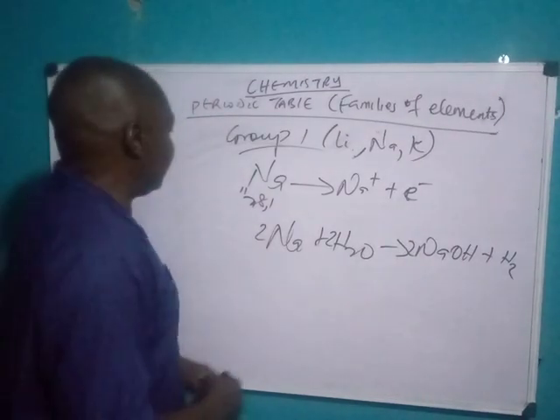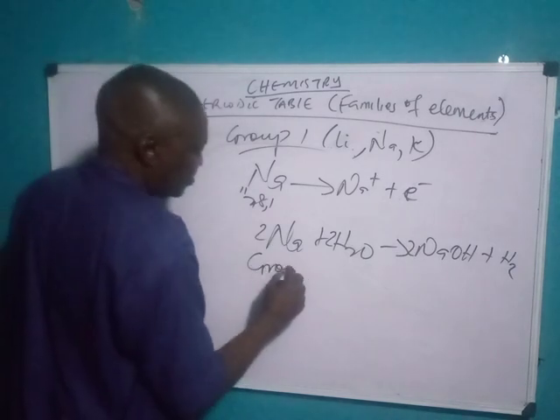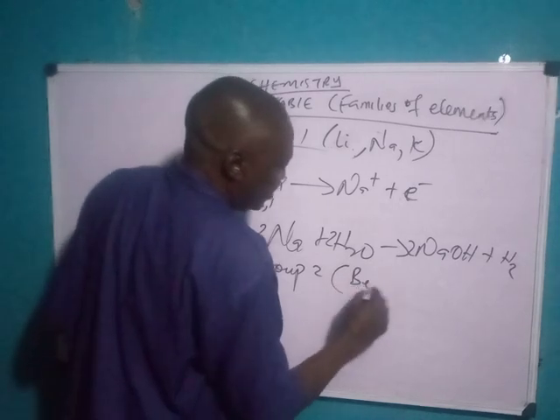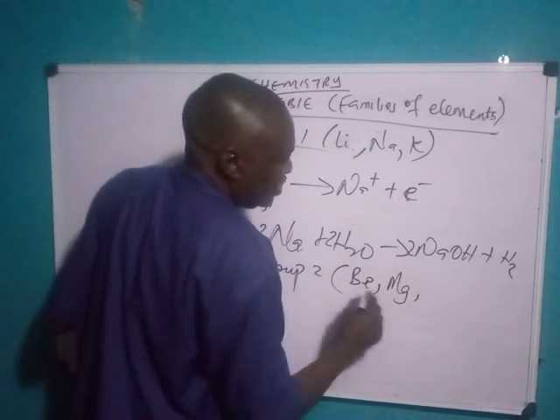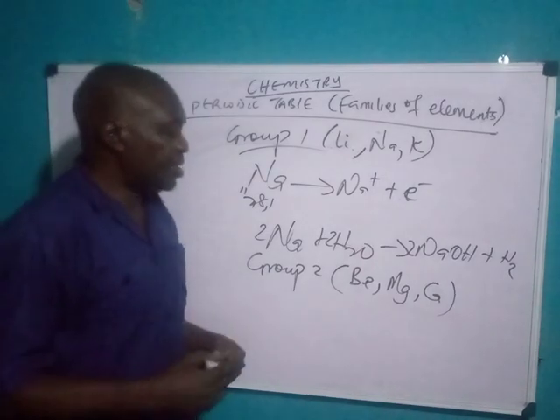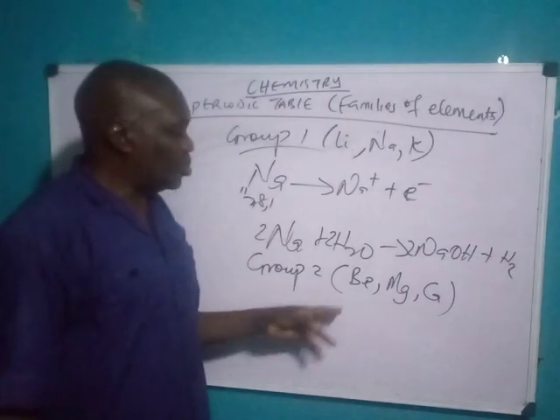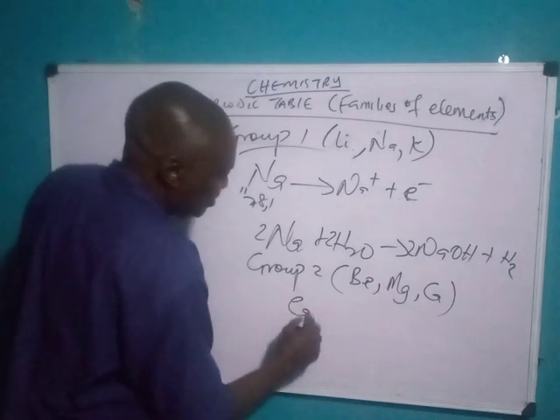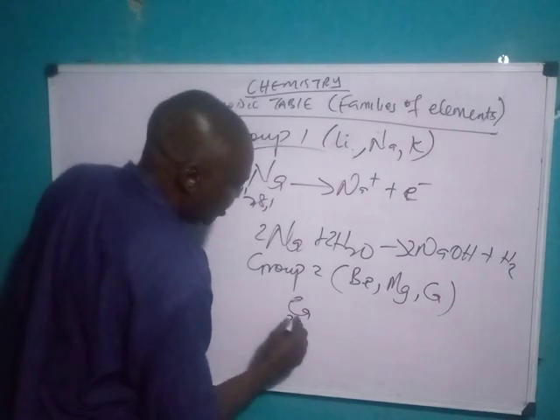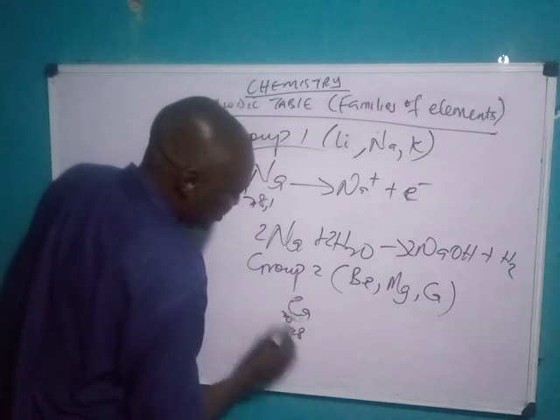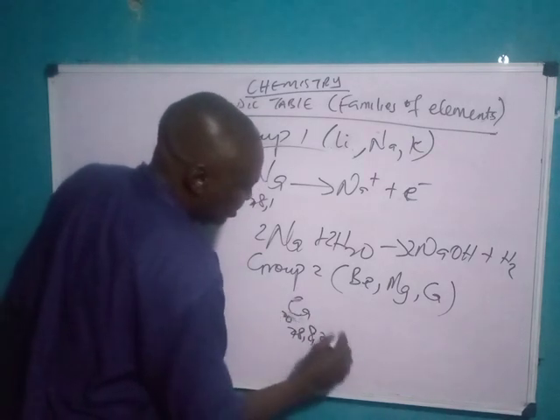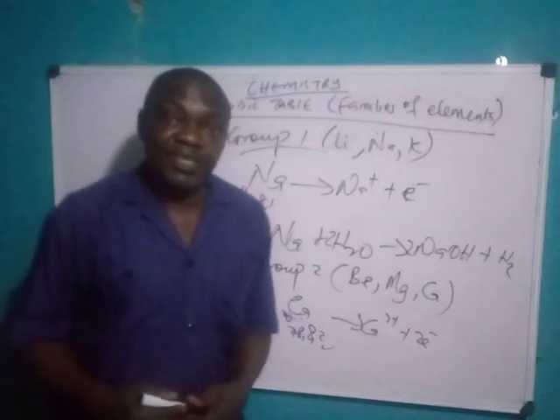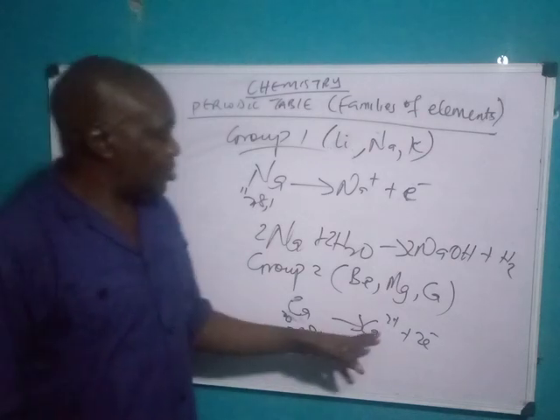Then for group 2 elements, let's put it here. Group 2. Examples: you have beryllium, magnesium, and calcium for the first 20 elements. So all these are group 2 elements. Group 2 elements give out 2 electrons, meaning they are divalent. For example, calcium, which is 20, 2, 8, 8, 2. They give out these electrons to form Ca2+ plus 2 electrons. So they are divalent. Just like group 1, they give out these 2 electrons.